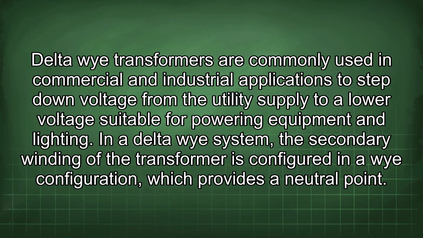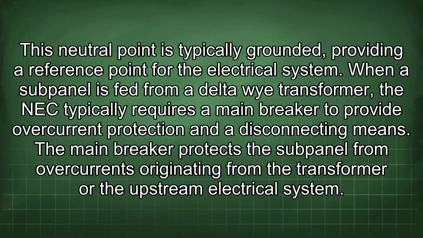In a delta Y system, the secondary winding of the transformer is configured in a Y configuration, which provides a neutral point. This neutral point is typically grounded, providing a reference point for the electrical system. When a subpanel is fed from a delta Y transformer, the NEC typically requires a main breaker to provide overcurrent protection and a disconnecting means.